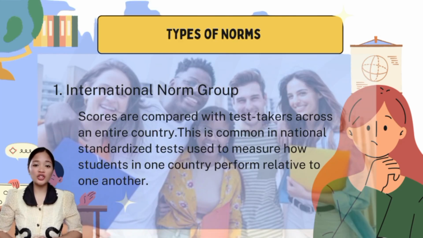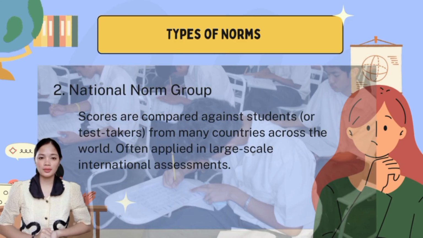First one is the international norm group. In the international norm group, the scores are compared against students from many countries across the world. It's often applied in large-scale international assessments. Example of this is the PISA, or the Program for International Student Assessment. A student's score in reading or math is compared with the performance of students of the same age from over 70 participating countries.